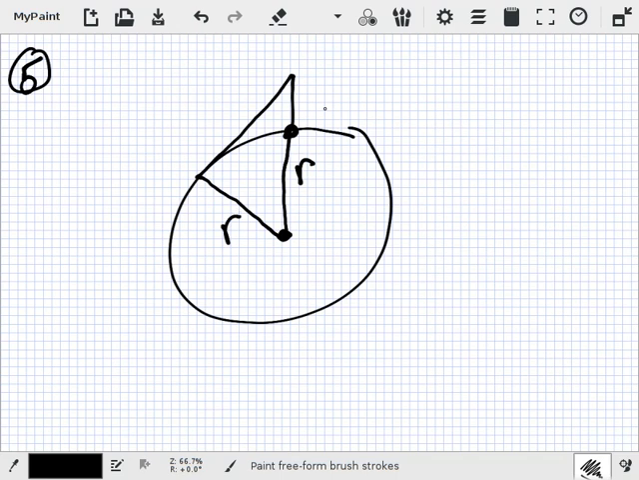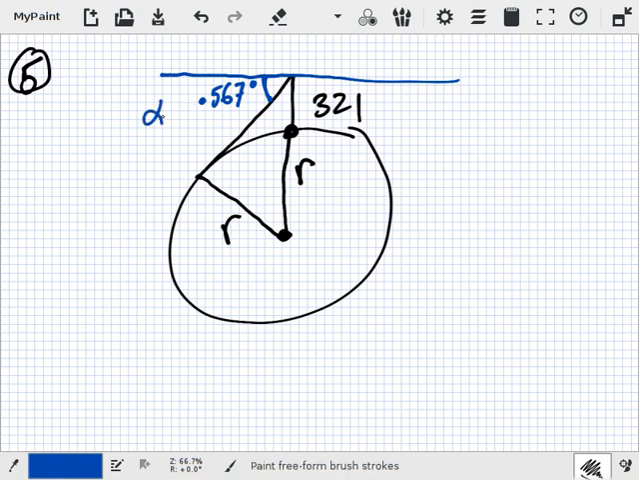Now he knows how tall the mountain is. It's 321 meters. And he also knows the angle he looks down at. So if I draw a line here, he knows this angle. What is it? 0.567 degrees. Now that angle is a little bit messy to write, so I'm just going to call that angle alpha.